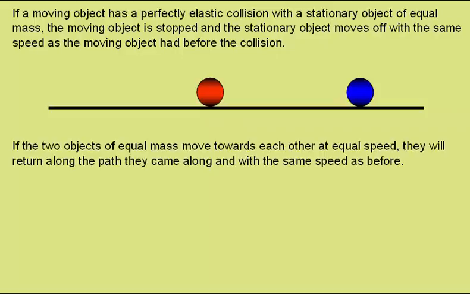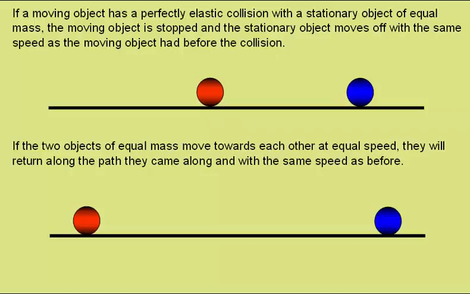If two objects of equal mass move towards each other at equal speed, they will return along the path they came along and with the same speed as before. So here we have the red and blue ball moving towards each other, they collide and move off.